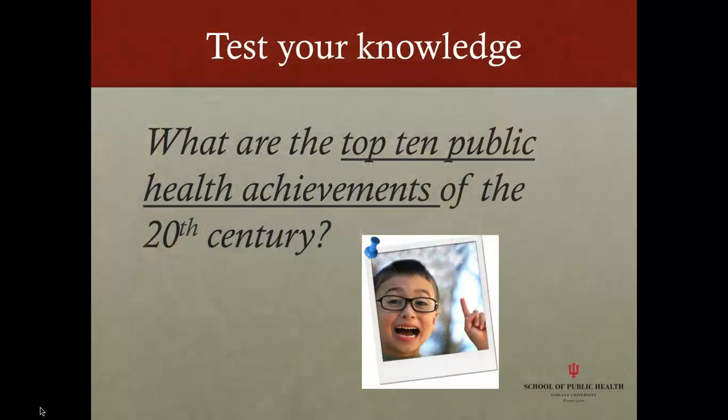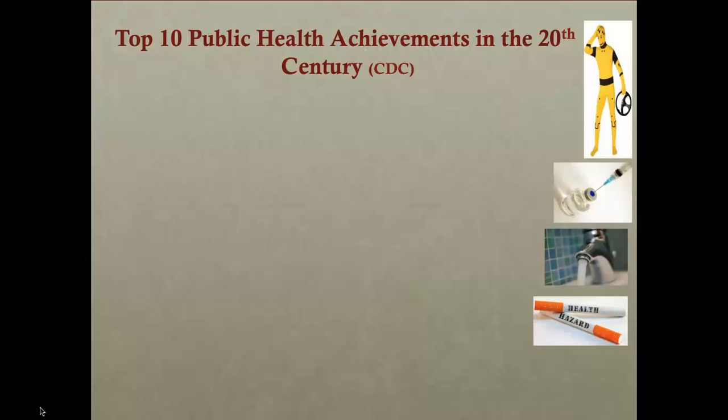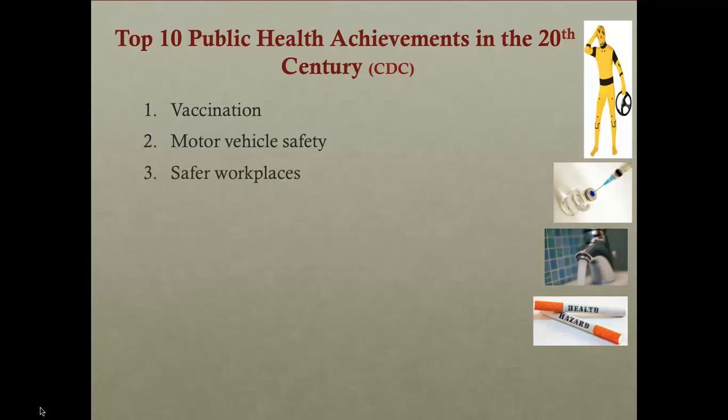Let's stop for a moment and think about the top 10 public health achievements in the 20th century. See if you can think about a few of these. What are the big things in public health? The really large achievements. I would suggest to you that these achievements have to do with safety, with preventing exposures, with populations, with structural changes.